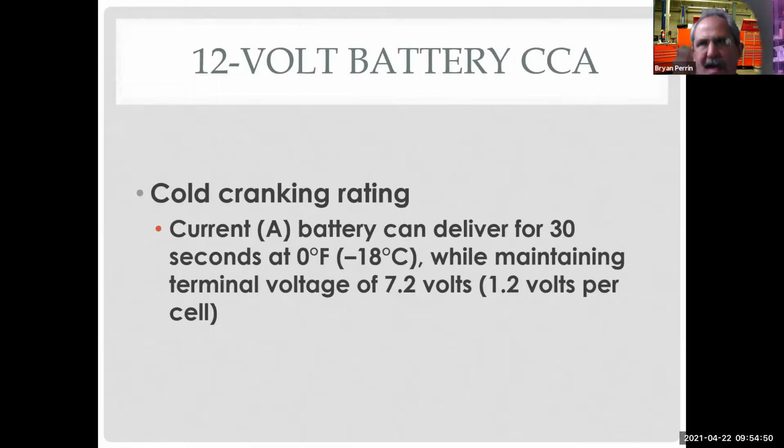And actually, they pull it down to 7.2 to measure how many amps. So this is really a stress test. It's not a real world thing. We're not going to see that 7.2 volts when we're starting the car.